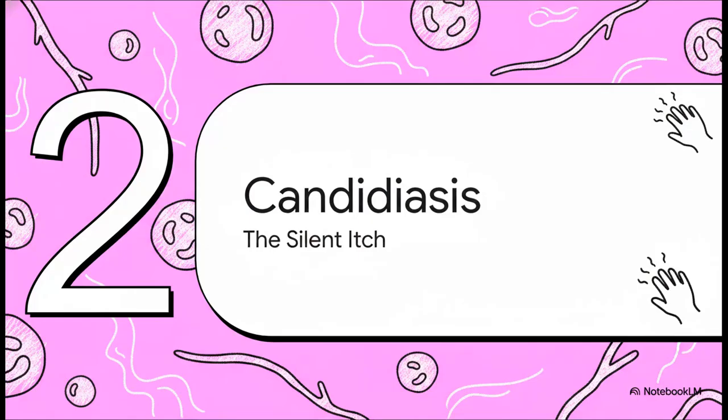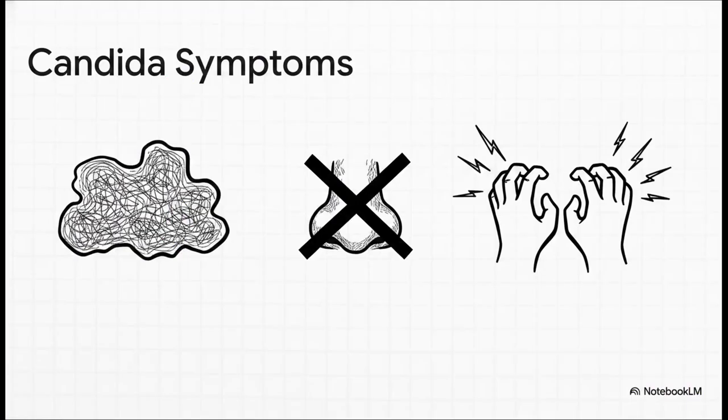Section 2. Candidiasis, the silent itch. Identifying the fungal path. Let's start by walking down that left side of the tree. And this brilliantly illustrates the classic presentation of a candida infection. If it's fungal, the source notes the patient will typically describe a white, cheese-like discharge.